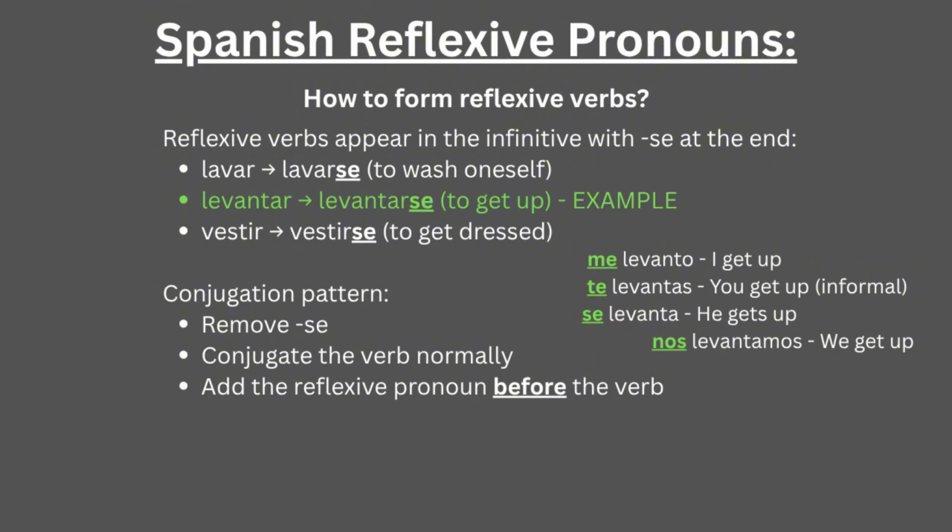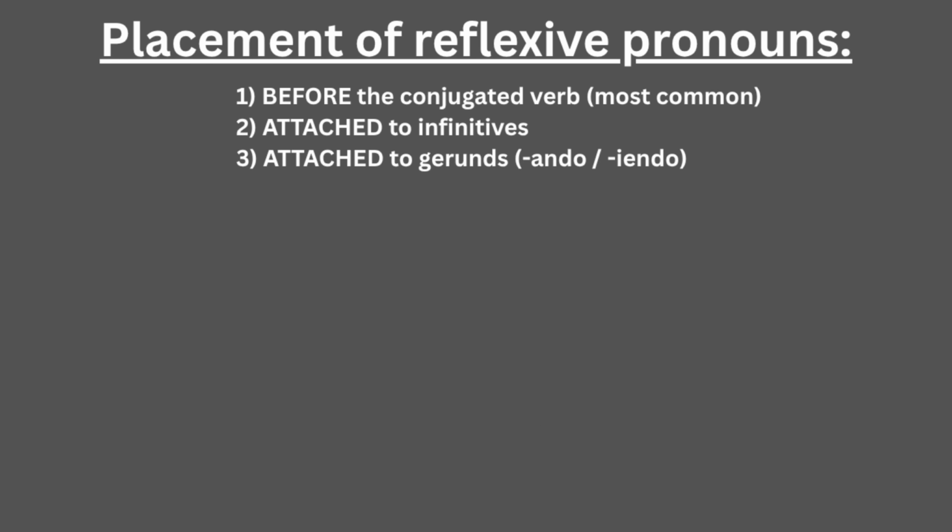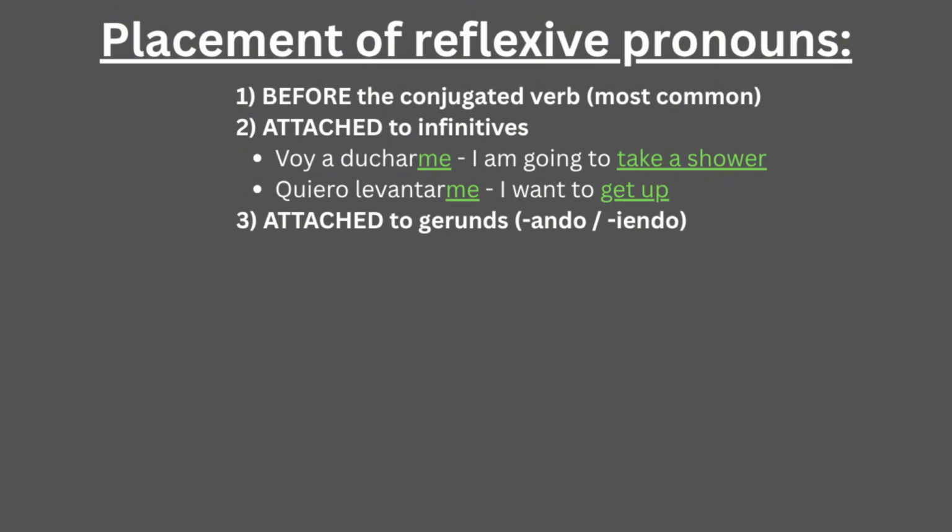Moreover, placing reflexive pronouns before a conjugated verb is the most common way, but it's also possible to attach them to infinitives and gerunds. Even though this placement is rare, it's still possible because their syntactical function works in the same way as object pronouns. When attaching them to infinitives, the pronoun goes to the end. Voy a ducharme. Quiero levantarme.